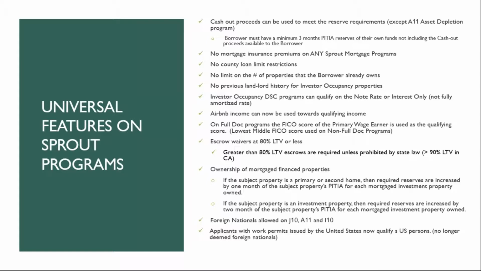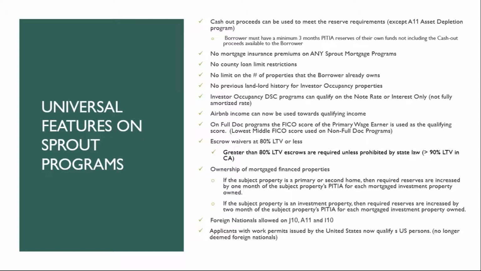Many of our loan programs require 6 months or more in reserves, so it's important to note that the first 3 months must come from the borrower's own funds. There's no mortgage insurance premiums on any of our loan programs, no county loan limit restrictions, no limit on the number of properties that the borrower already owns, no previous landlord history for investor occupancy, and our investor debt service coverage program qualifies on the note rate. Airbnb income can now be used towards qualifying income.